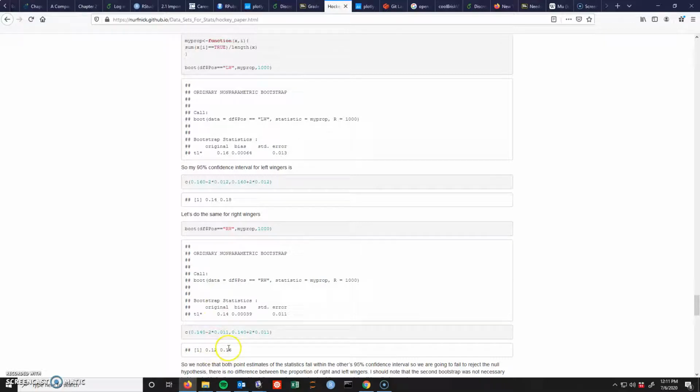12 to 16%. Now, originally, the proportion of right wingers was 14%, which falls in the confidence interval for the left wingers, right in the middle here. And the proportion of left wingers was 16%. That also does fall in the confidence interval for the right wingers. So both of those statistics fall in the confidence intervals for the other ones. So I don't have anything to suggest that those two are different.